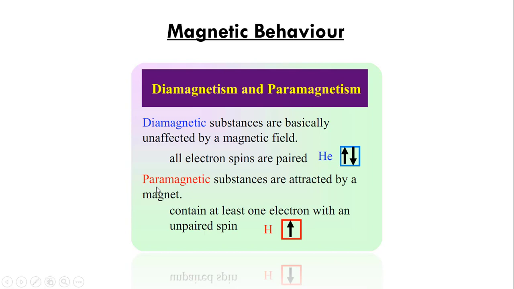Whereas if we see the paramagnetic substances, they are affected by, or attracted by, an external magnetic field when kept in it. They contain at least one unpaired electron, and because of the presence of this unpaired electron, they have a spin motion as well as an orbital motion also. So because of these two motions, it gets the magnetic behavior.